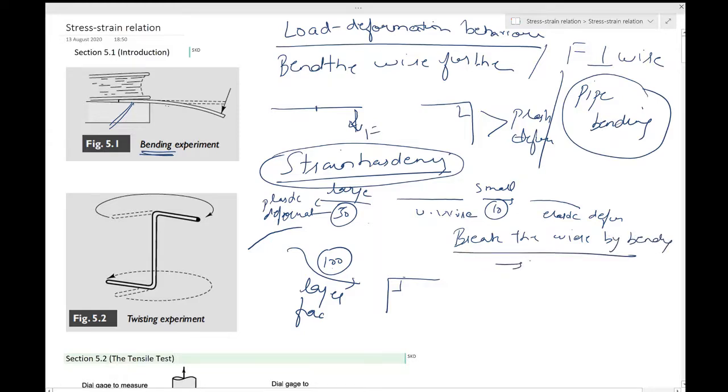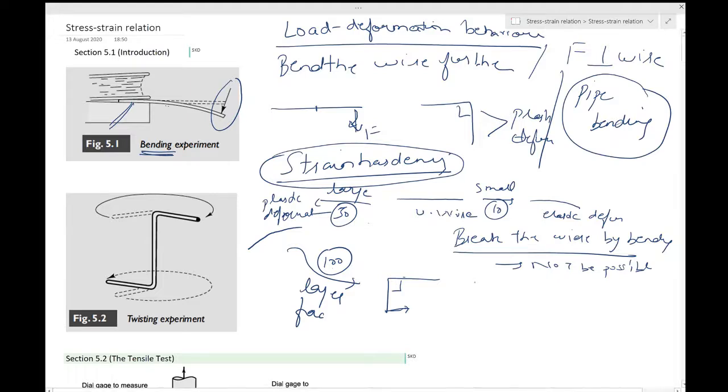It will not be possible. Meaning you cannot apply more force and break this wire. You cannot continue applying more force and break the wire. That will not happen. That's one important observation to take. No matter how much force you apply in this bending direction, you will not be able to break it. Break means, in the sense, not break it into two.